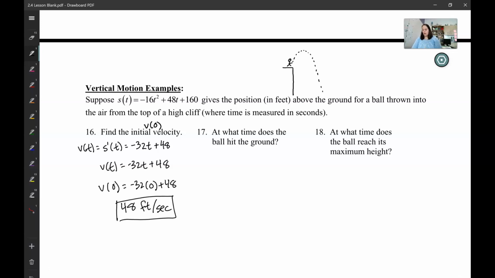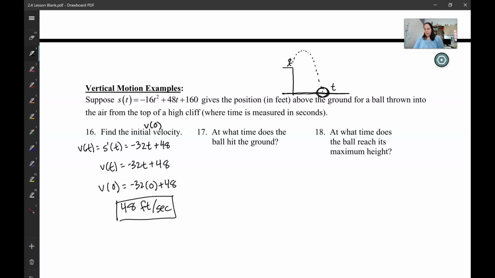Okay, number 17, at what time does the ball hit the ground? Okay, we're back. So we want to know what time the ball hits the ground. So we want to know what t is at that time.